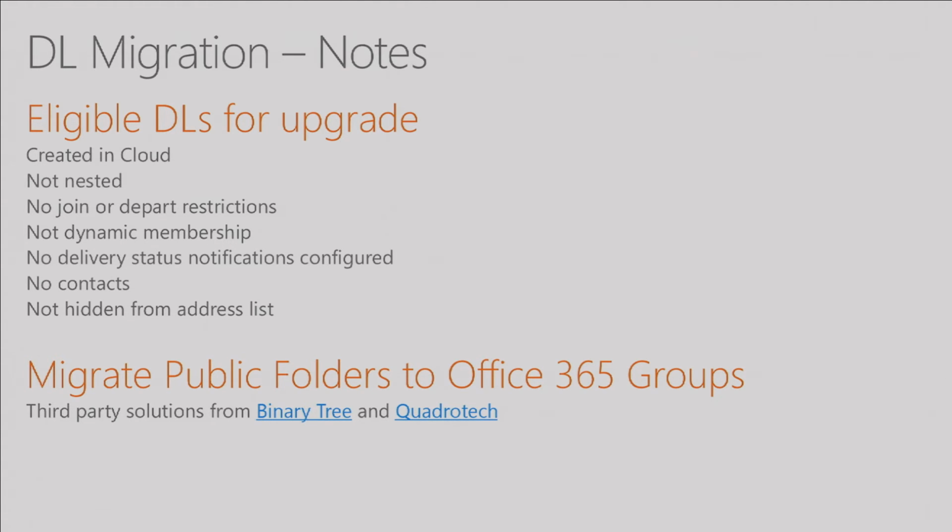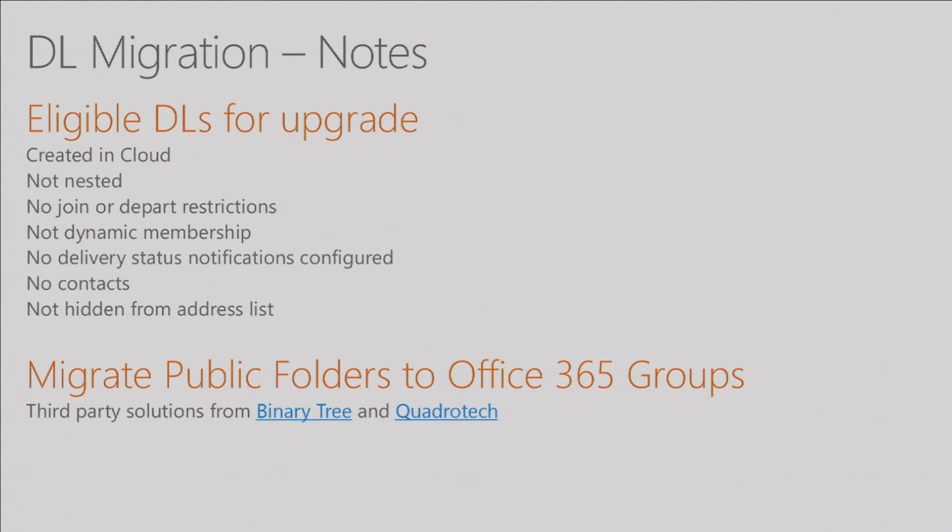But a few other nits, like if you have join or depart restrictions, we don't have that supported on groups. If you have dynamic membership defined in Exchange, we don't automatically upgrade that into dynamic membership in the directory. So there are a few specific types of DLs that won't upgrade. But we do have a script that will help you specifically identify what those are and why. That I'll demo.